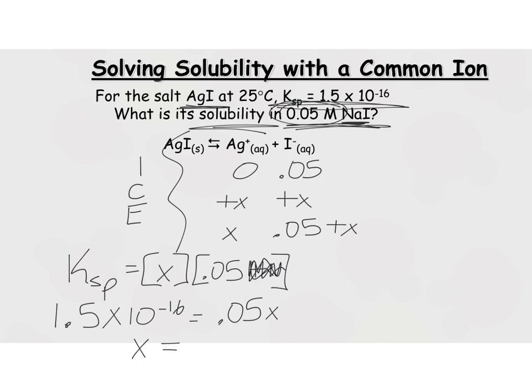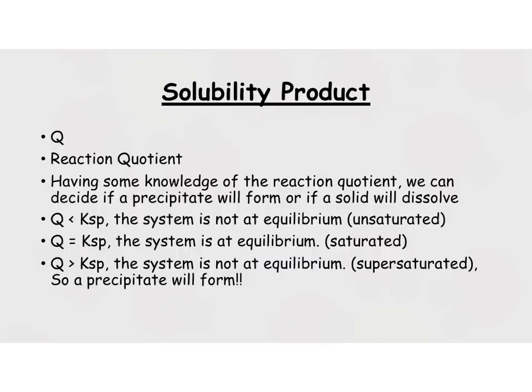And then x is equal to, all right, and we get 3 times 10 to the negative 15th. That's our x concentration. And since we have 1:1:1 ratios over here, that's going to be your molar solubility for AgI when it's in a 0.05 molar NaI solution.